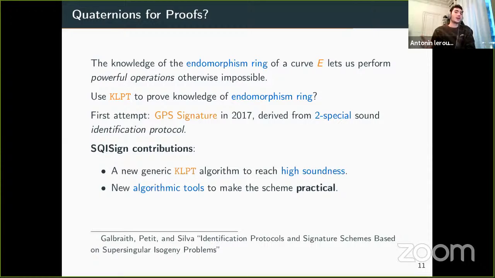And in fact, our improvement can be divided into two categories. First, we introduced a new generic KLPT algorithm that allowed us to reach high soundness rather than repeating a two-special-sound protocol. And then we also needed to bring new algorithmic tools to make this scheme practical, because this GPS signature was not implemented. And this is not because the authors were lazy or didn't have time to do it. It is really because implementing this scheme and making it practical is a difficult task. And so a huge part of our paper is actually spent on developing the tools to make this scheme practical and make the implementation.